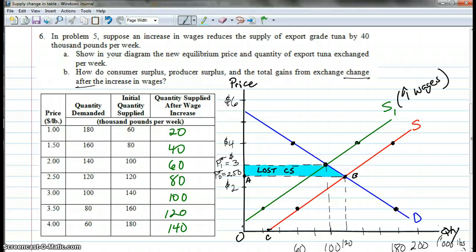So A, B, C, O was the original, from which of course we've lost a slice of that, represented by the supply curve shifting back to the green supply curve. So I'm going to mark this as point D, and it'll be B, C, O, D, and then I need this to be marked as well, which will be point E. So the lost producer surplus equals area B, C, O, D, E.